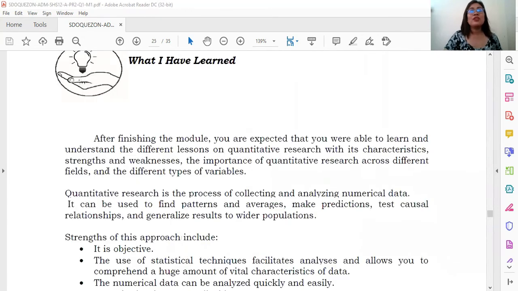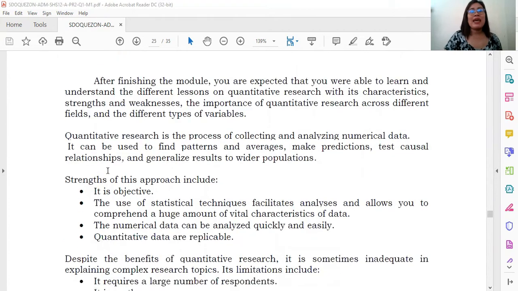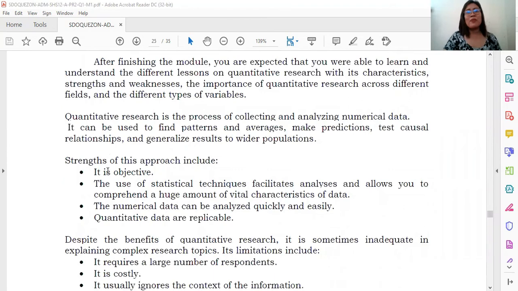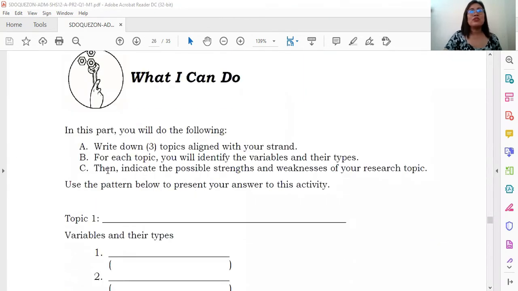For What I Have Learned, you'll just have to read this and see if these are also the things that you've learned throughout the module. Okay, there's also an instruction here in What I Can Do. In this part, you'll have to write down 3 topics aligned with your strand.